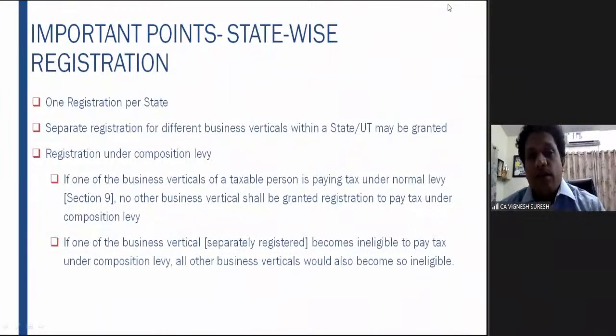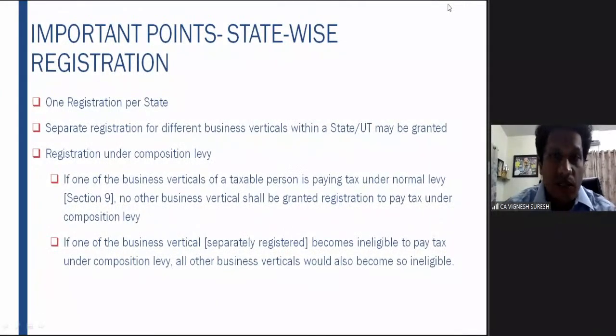Then other points: state-wise registration is contemplated in GST. One registration for one state is required. So in case in one state there are different business verticals, the option is given to the respective taxpayer for obtaining different GST registrations for each business vertical.